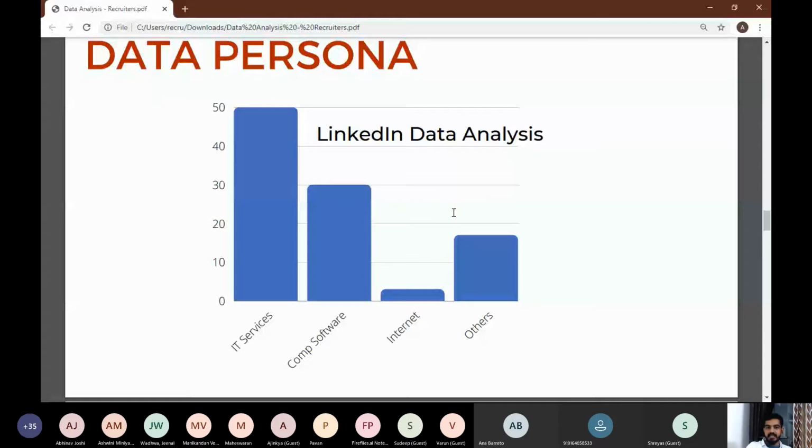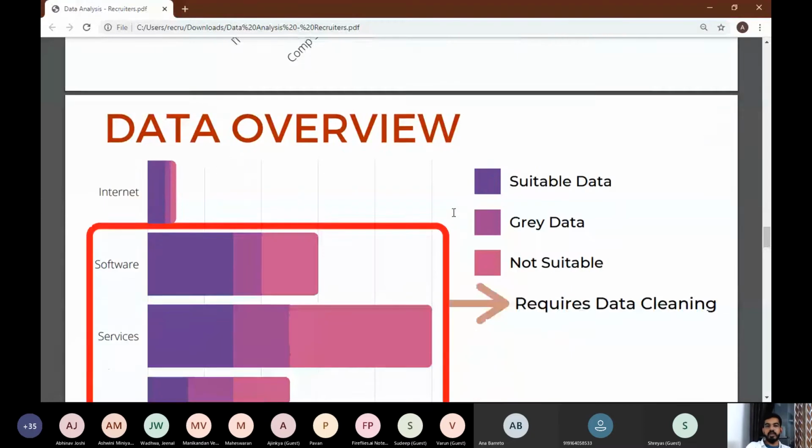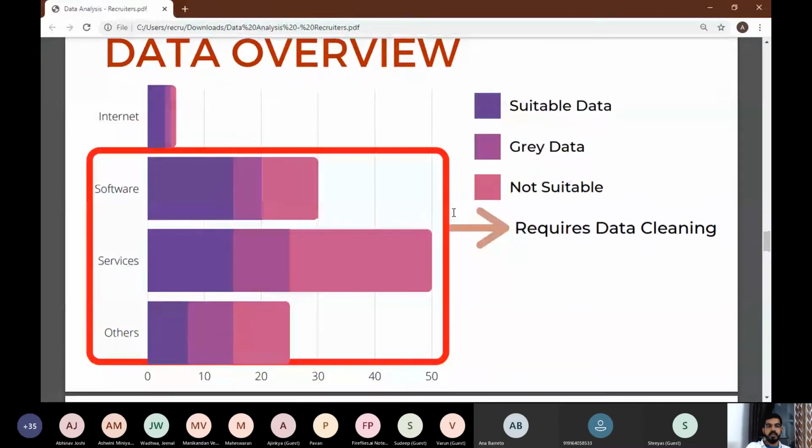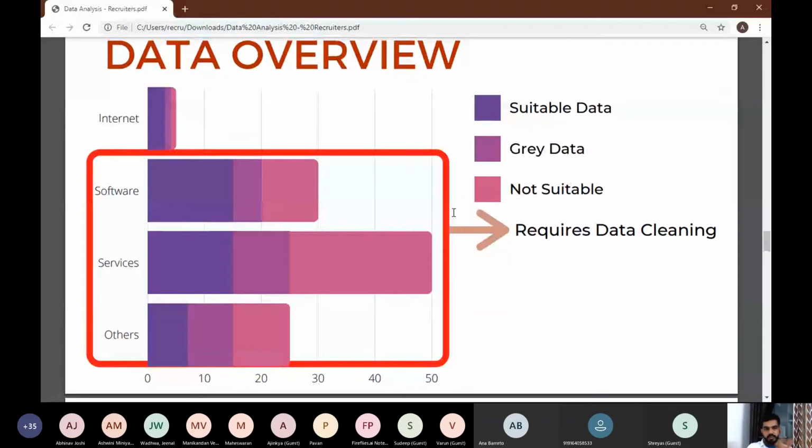So let's analyze that data further. We're going to get an overview of this data. If you look at this overview, what you see is there are 3 gamuts of information here. Suitable data, gray data, not suitable data, right? Suitable data, gray data, and not suitable data. Why do you need to classify this? So that you know where you need what kind of effort, basically, right?